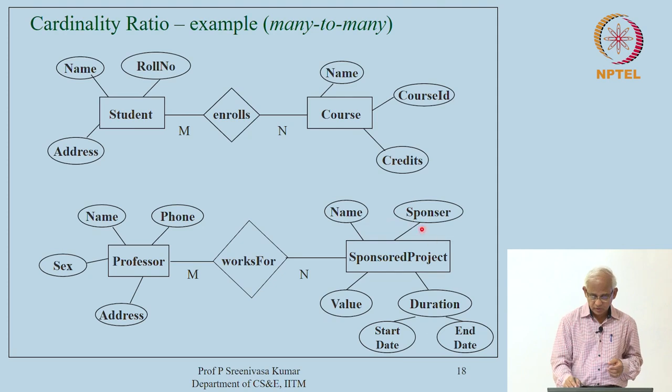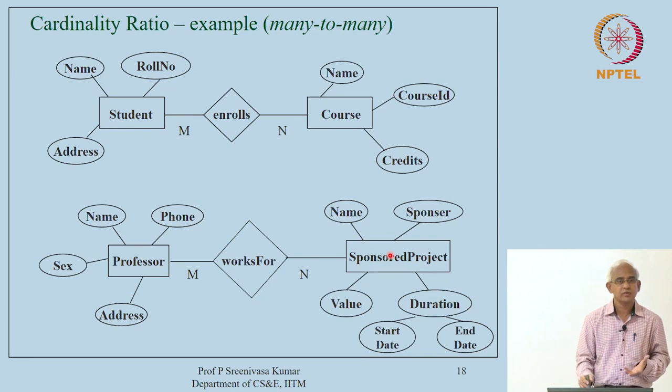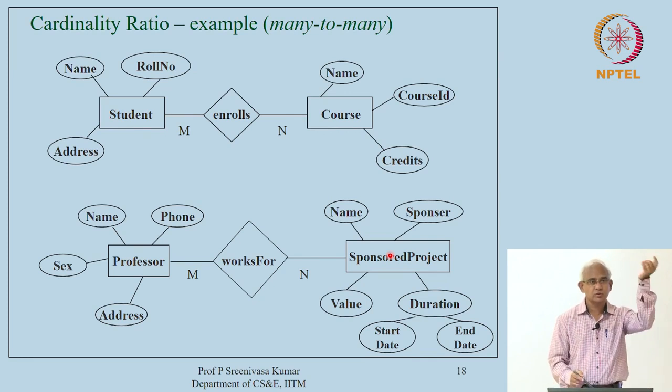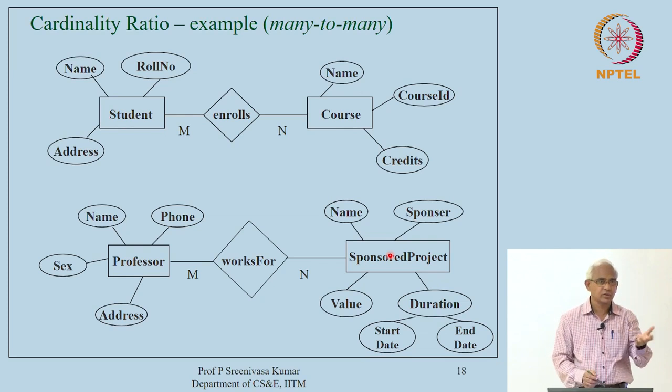So, like that, a sponsored projects entity can be imagined, and then professors are associated with sponsored projects. Typically, the sponsors might say that at least 2 professors have to be associated with a project, because they do not want to administratively make exactly one person responsible. What if that particular person develops some health issue and has to take leave? Who will take care of the project?